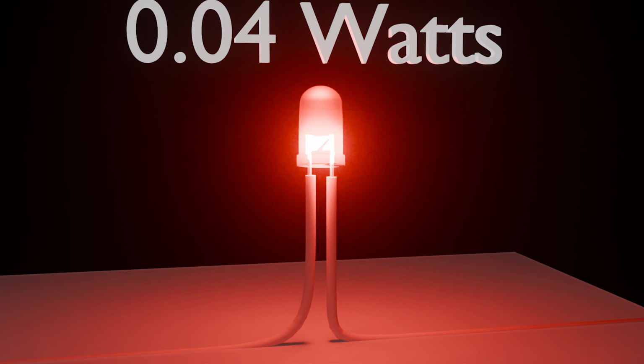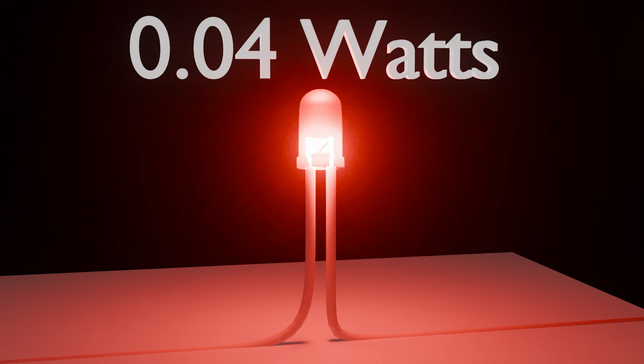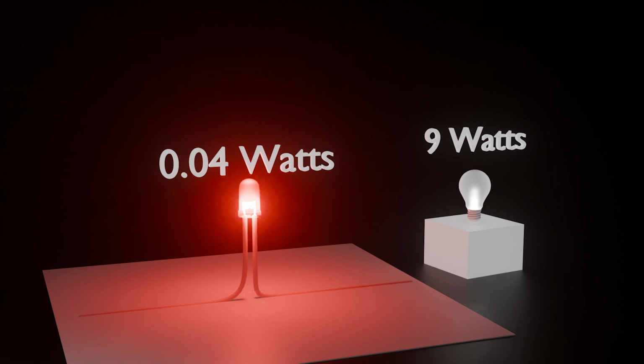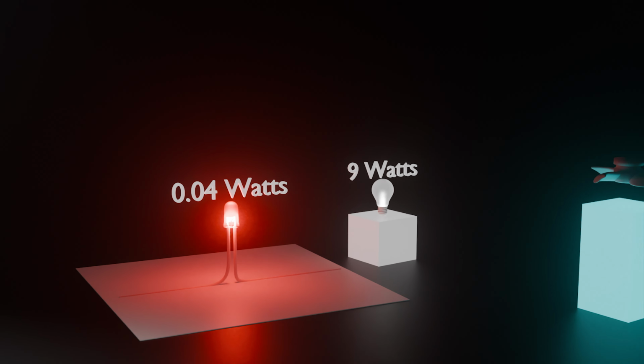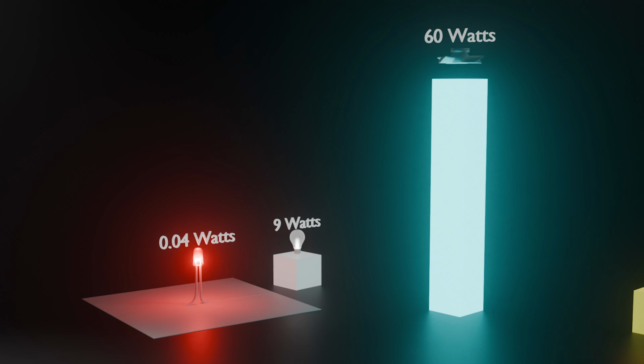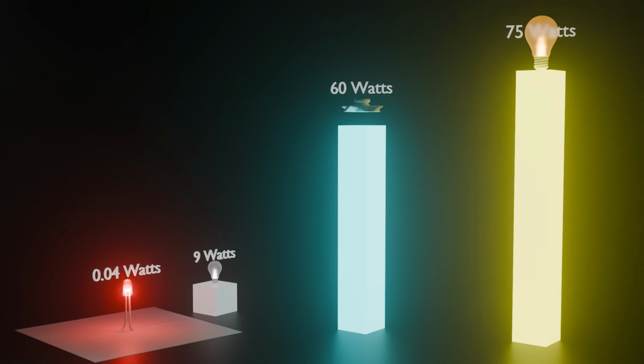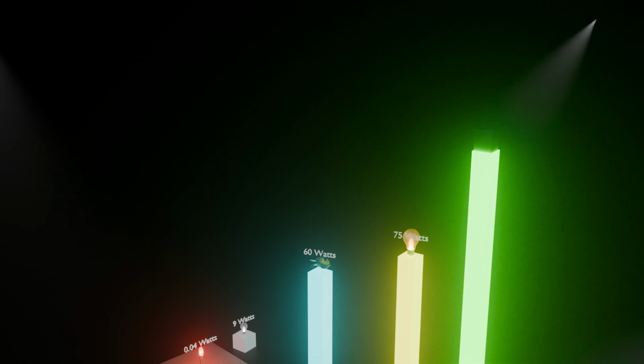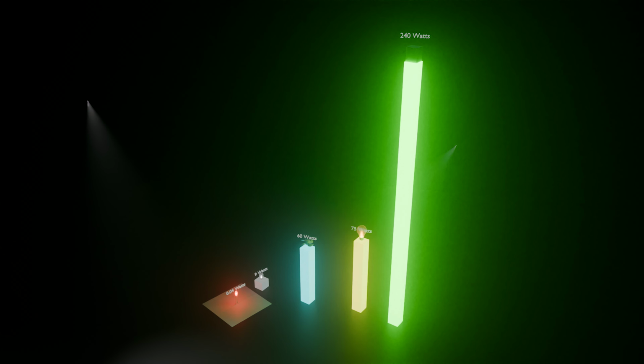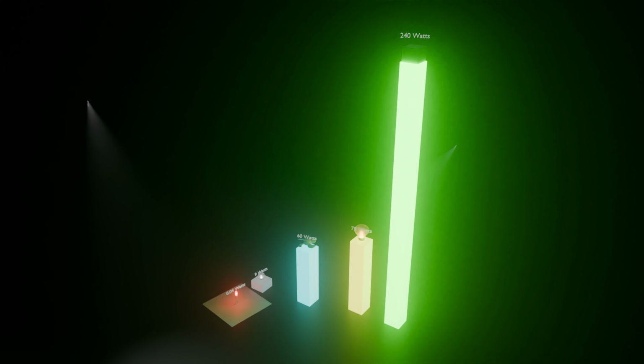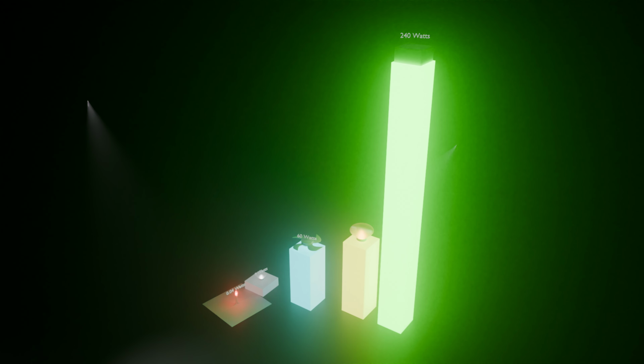This diode right here happens to consume 0.04 watts. Then we'd have a light bulb at 9 watts, a ceiling fan at 60 and a light bulb at 75, the humidifier at 240, and how large is the output of a PSU? Well, conveniently, my PSU broke 2 days ago and I had to replace a cable, and I've been running my PC on a backup ever since, and so we can use this as an example.